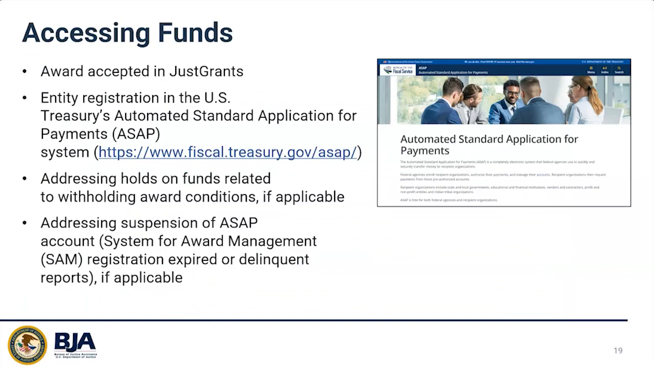To access funds, the following actions must be completed. Award accepted in Just Grants, entity registration in the U.S. Treasury's Automated Standard Application for Payment, or ASAP, system. You can access that by going to the website as listed. Next is addressing holds on funds related to withholding award conditions, if applicable. Then addressing suspensions of ASAP account. The System for Award Management, or SAM, registration expired or delinquent reports, if applicable. Next slide, please.